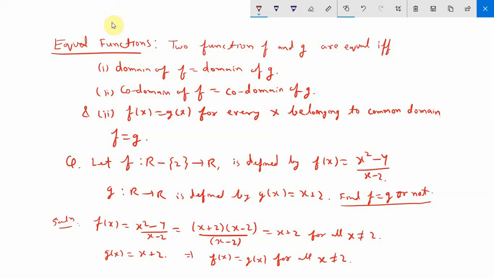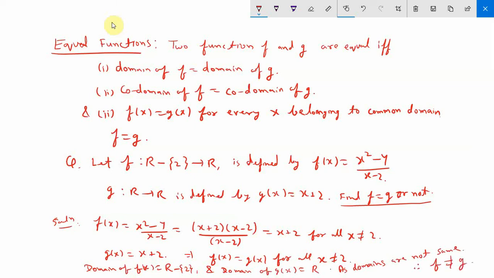But here if we see, domain of f equal to R minus 2, and domain of g equal to R. So as domains are not equal, not same, therefore f is not equal to g.